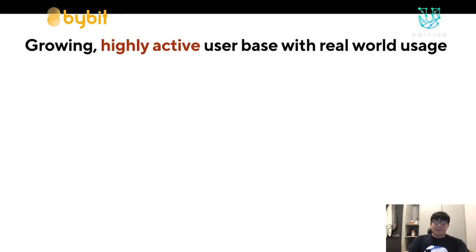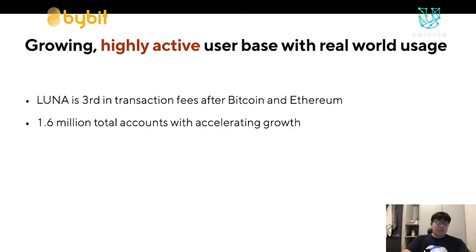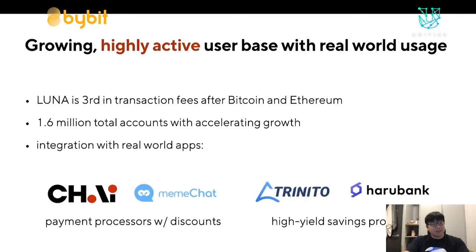The main appeal of Terra, however, comes from the growing, highly active user base with real-world usage. Currently, Luna is third in transaction fees, right after Bitcoin and Ethereum. There are a total of 1.6 million accounts after 1 year of release, and this number is constantly growing. And we're integrating with real-world apps with actual use cases.